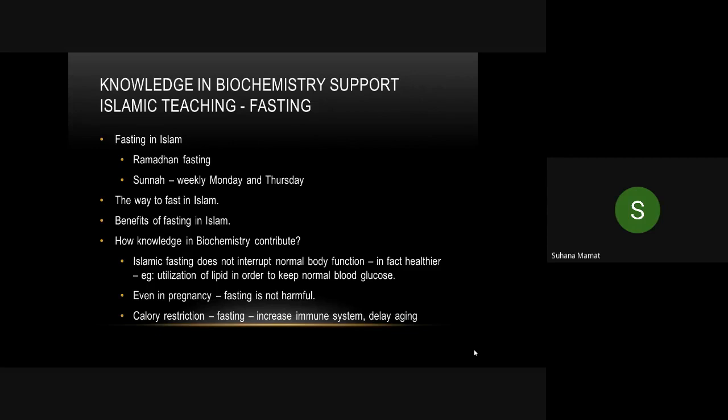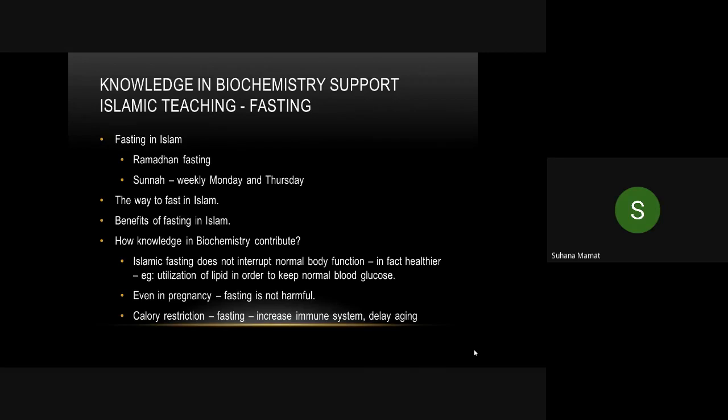So furthermore, the knowledge in biochemistry supports the Islamic teaching, such as fasting. Fasting in Islam, there are many types of fasting. We have the Ramadan fasting, which is the compulsory fasting for 1 month, and then we have sunnah, for example weekly fasting on Monday and also Thursday.